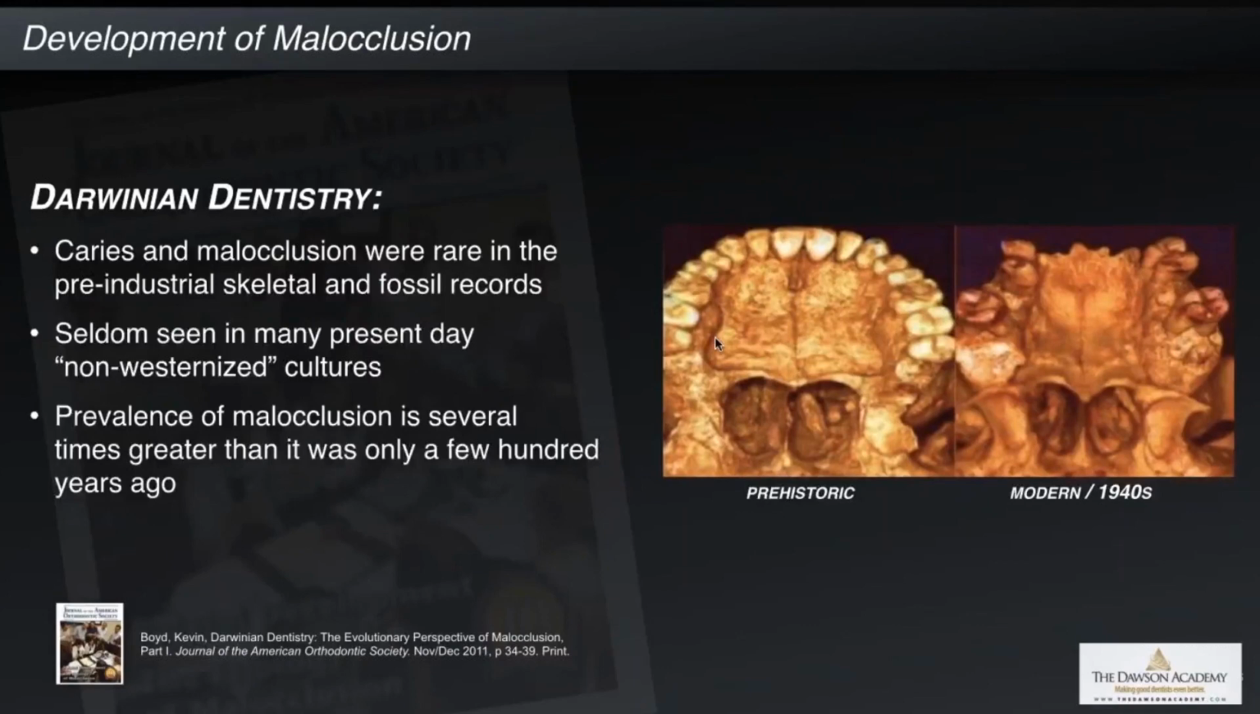The reality is the exact opposite: caries and malocclusion were rare in the pre-industrial skeletal and fossil records. And even today, it's seldom seen in many present-day non-Westernized cultures. The prevalence of malocclusion is several times greater than it was only a few hundred years ago. So what happened? That just doesn't make any sense when you think about it. But there's definitely this timeline on the pre-industrial time.